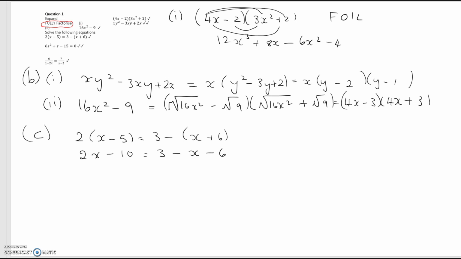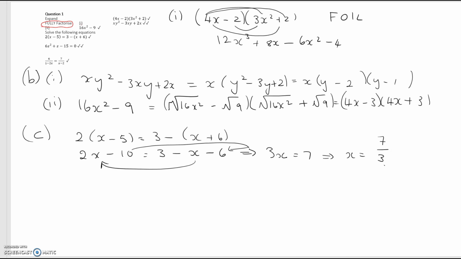A lot of you, I don't know what you did, but a lot of you lost that or turned it into 3x or something. Now we can collect the x's, put that one onto that side and put the 10 onto, whoops, too far, to that side. So then we have 3x equals 7. So x equals 7 over 3.